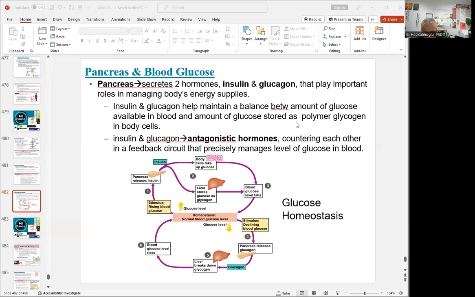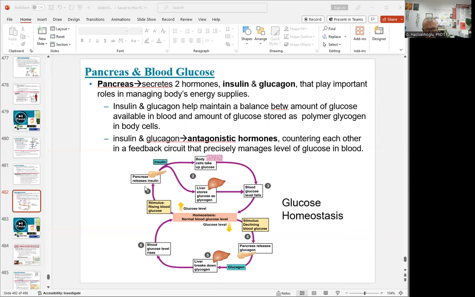The next one is the pancreas, a very important one. The pancreas produces two very important hormones. One is insulin, as you all probably know, and the other one is glucagon. They are both important in managing body energy supplies, especially sugar levels. Insulin and glucagon are antagonistic hormones, which means they counter each other. They do opposite things, and you can see here how each of them works.